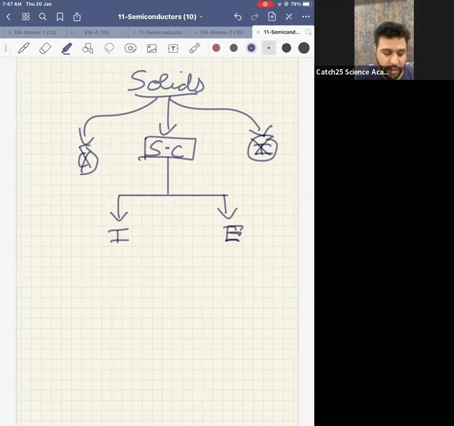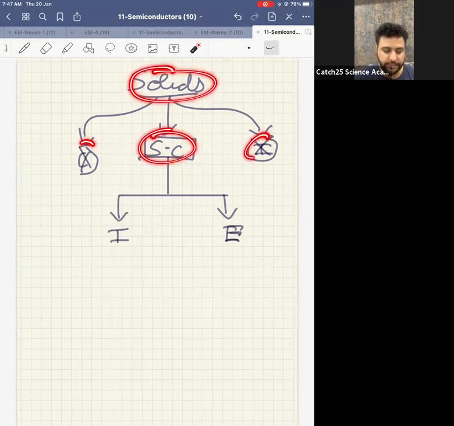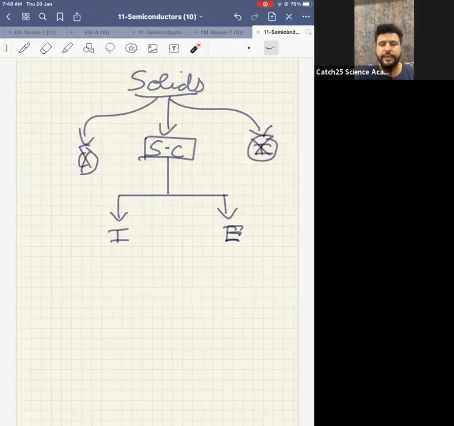I will repeat. What did we study first? We studied three types of solids: conductors, semiconductors, insulators. Now going ahead, we will not study anything about insulators and conductors because the chapter is semiconductors. We'll study more about semiconductors.